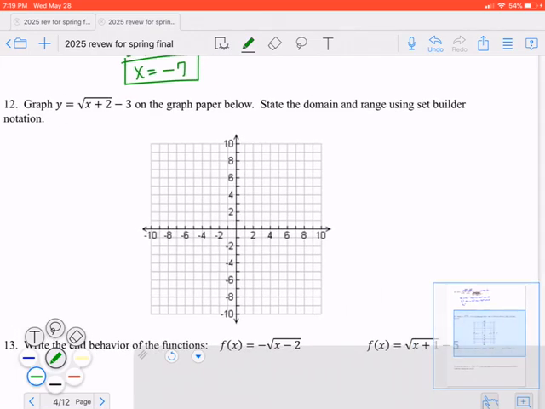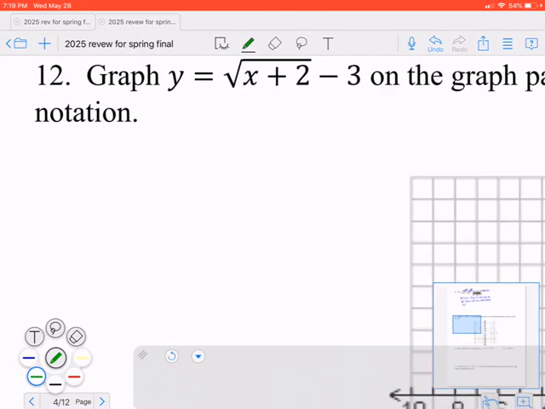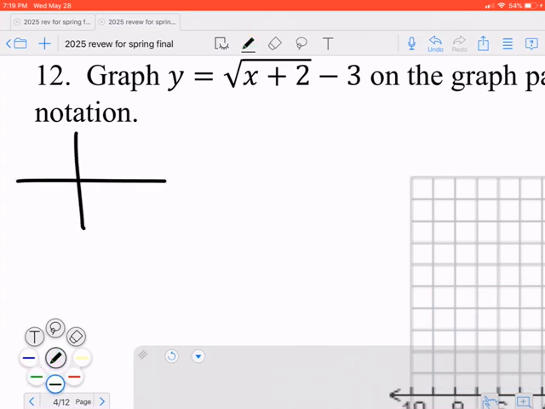All right, the square roots. So the square root function, the parent looks like that. Over 1, up 1. Over 4, up 2. 1, 2, 3, 4. 1, 2. Because the square root of 1 is 1, the square root of 4 is 2.